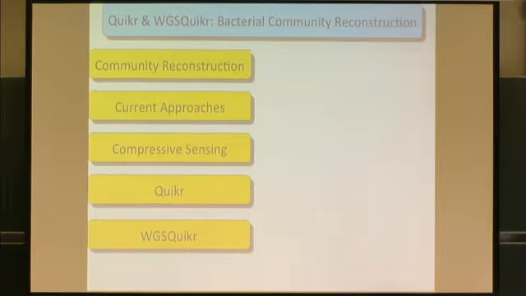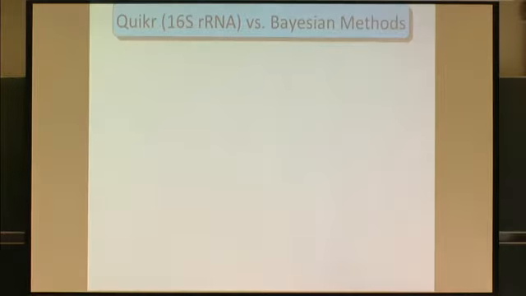Okay, well, let's see if this is any good in actual practice. So let's talk about Quikr. Now, Quikr, that was the first one we developed. That's for 16S rRNA. So I'm going to talk about 16S first, and then I'm going to go on to whole genome.